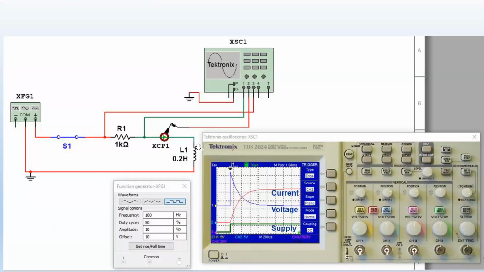Now, here's the coil. If we have the coil in a circuit, I'm going to click next slide to zoom in.